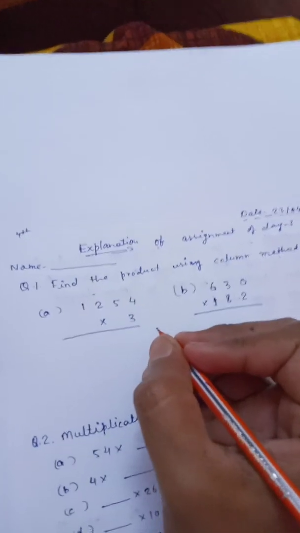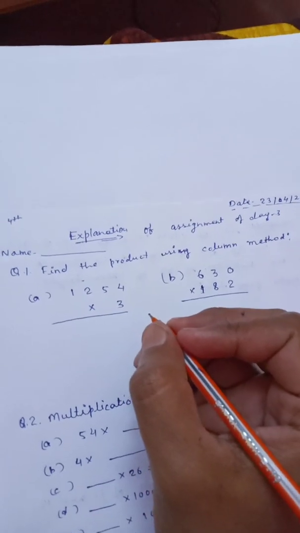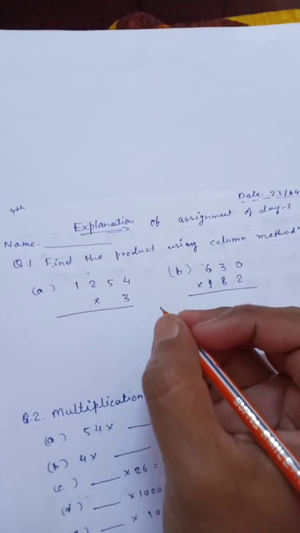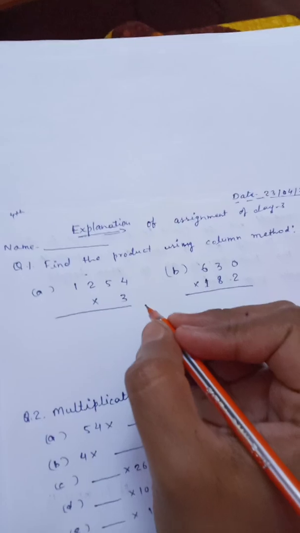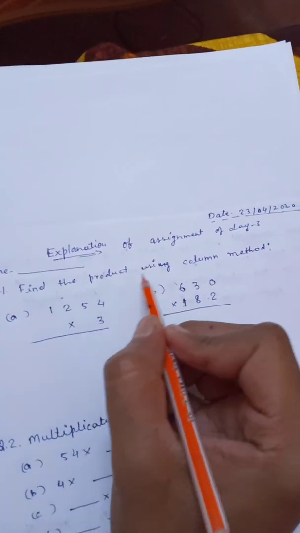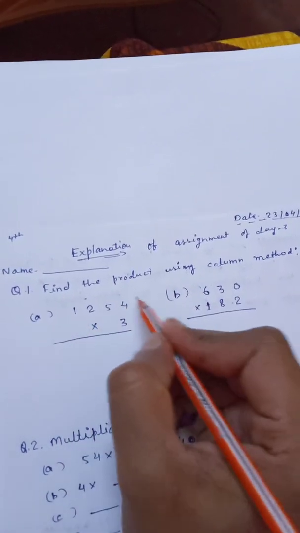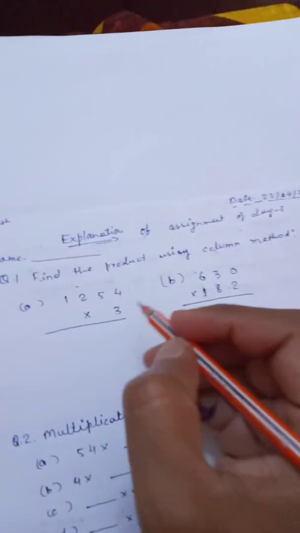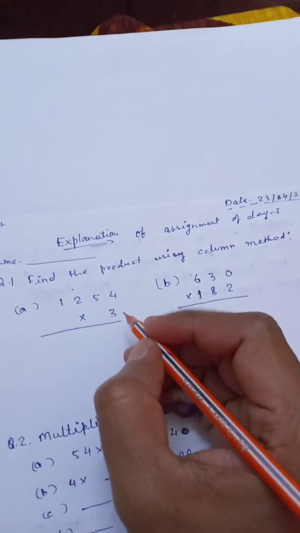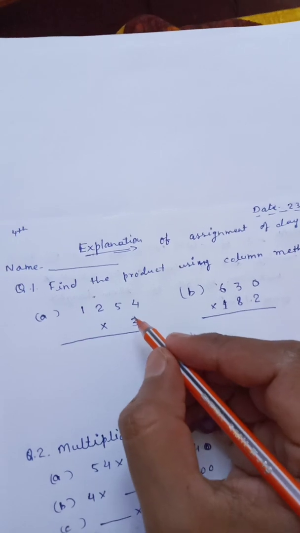So today I will be explaining the question that I gave yesterday for home assignment. So let us start now. The first question was: find the product using column method. So this is the column method, and we will be finding the product of this number. Product means multiplication of two numbers.